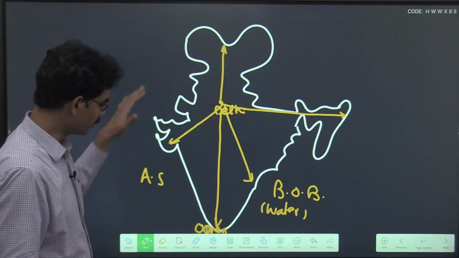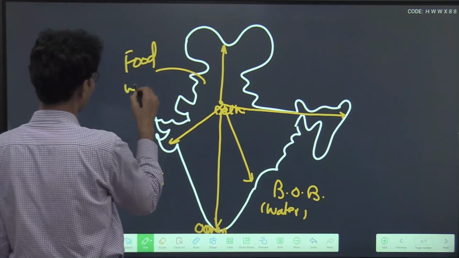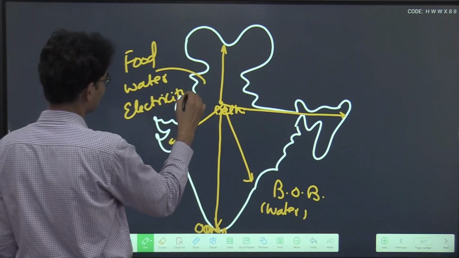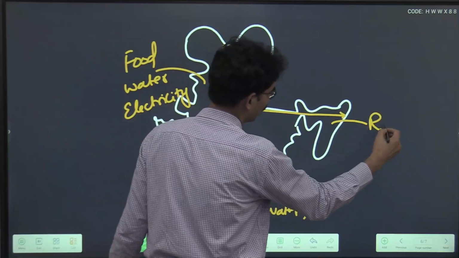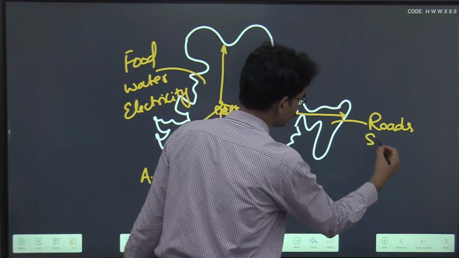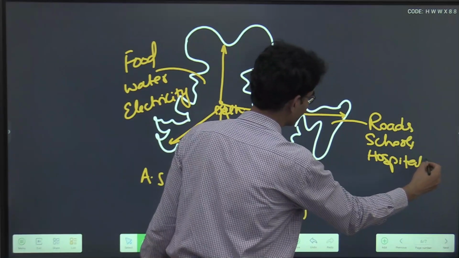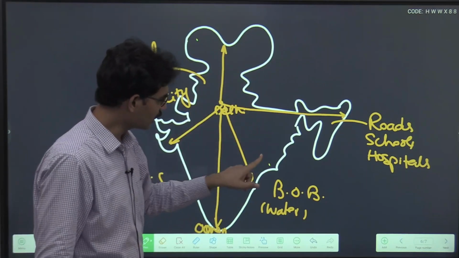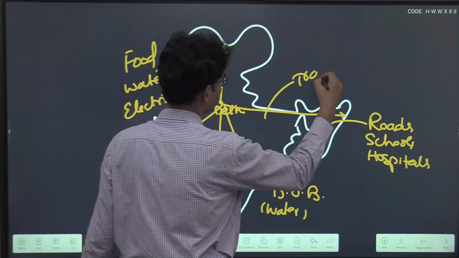People are distributed. People need food, people need water, people need electricity, basic needs. People need roads, schools, hospitals. To connect from one part of India to another part of India, you need transportation.